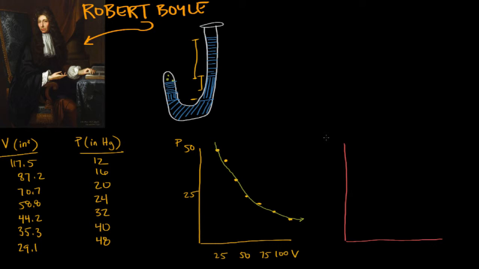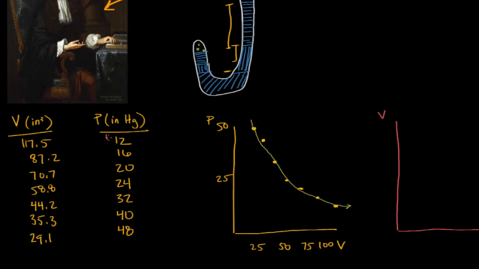We've got volume as a function of the inverse of pressure. So we're going to need the inverse values of all of our pressures. So 1 over 12, the inverse of 12, would be 0.08, and 1 over 16 would be about 0.0625. And if we continue finding the inverse values of these pressures, we would get 0.05 for 20. Then 24 would be 0.042 about, and then 1 over 32 would be 0.03125, and 40 would be 0.025.